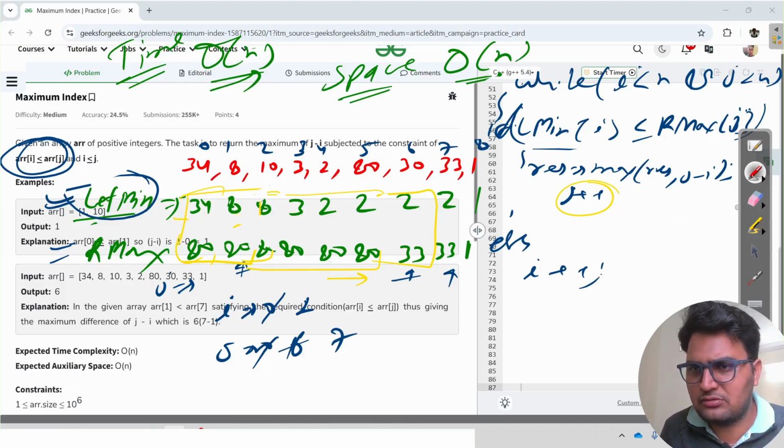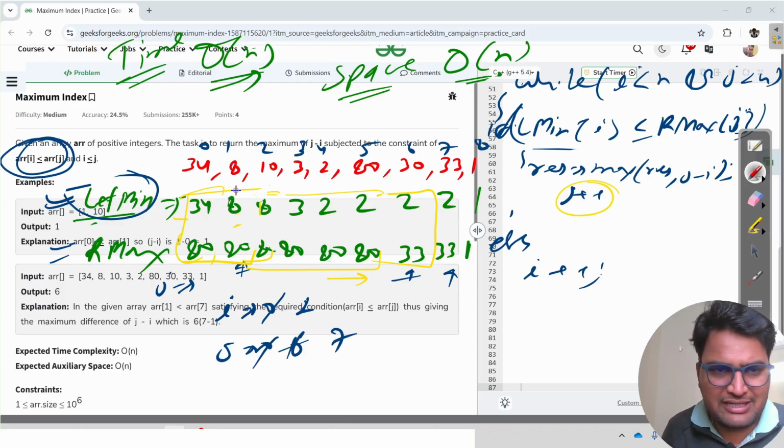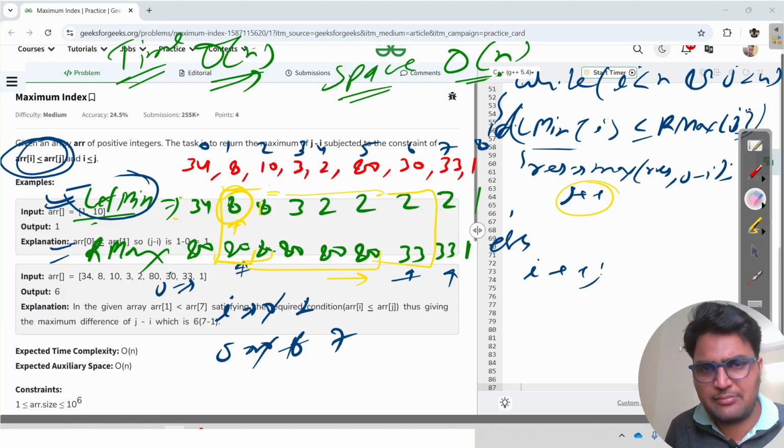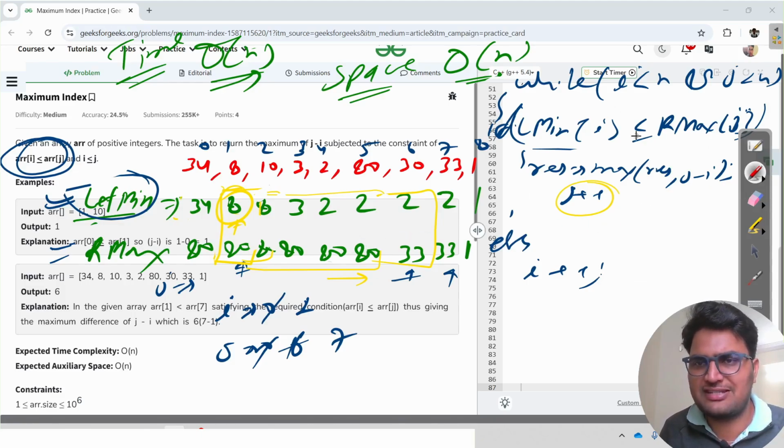Now what will I do? The condition is failing, so I will minimize the window. I will go here and check this one only. So my i is here now. Let's remove this one. Now I am minimizing the window by increasing i, and when I increase j, I am expanding the window. So that is what we are doing here. I hope you understood. This is a very simple algorithm.